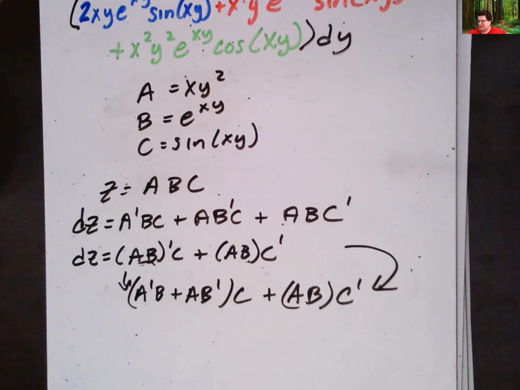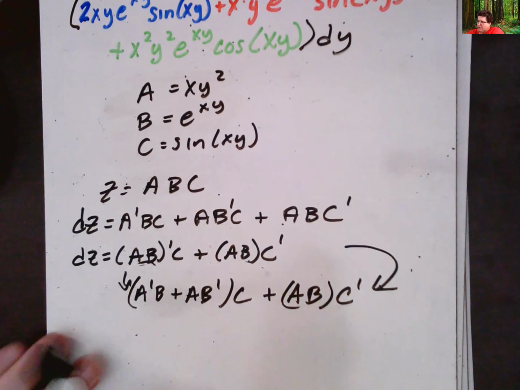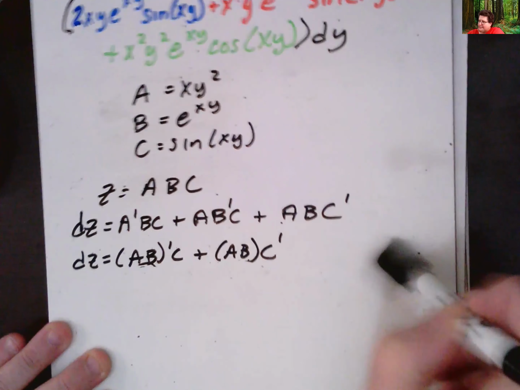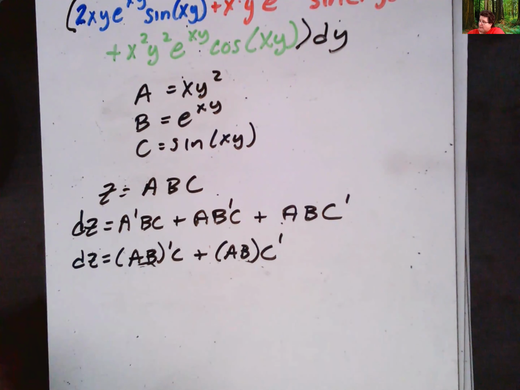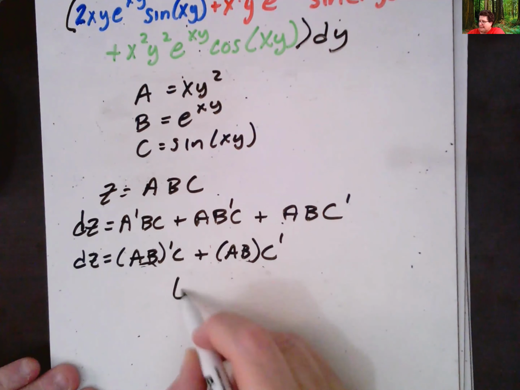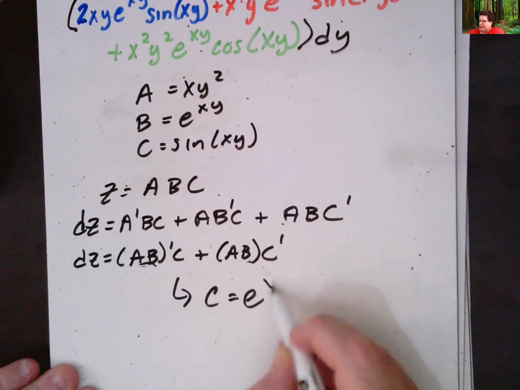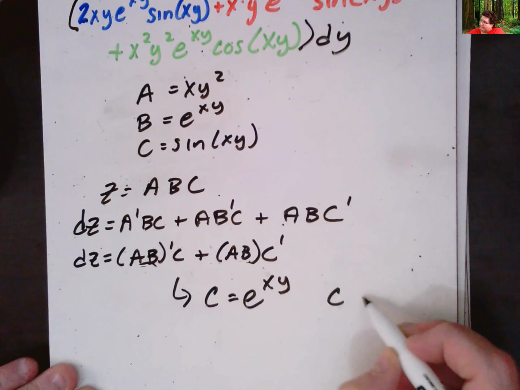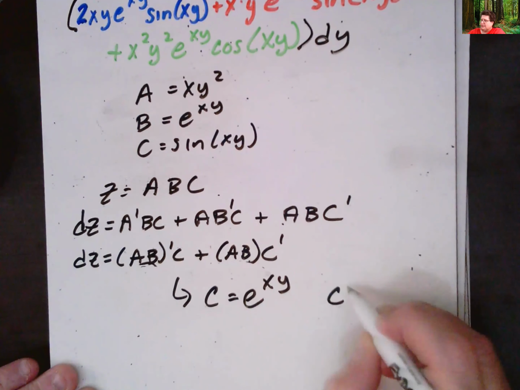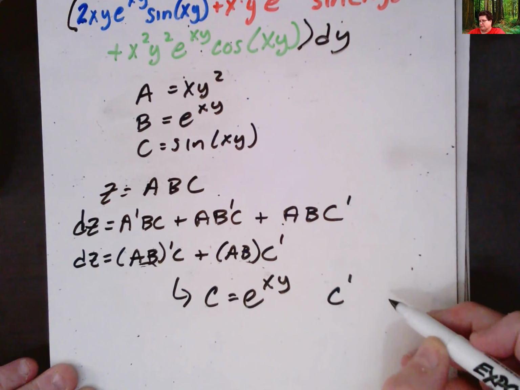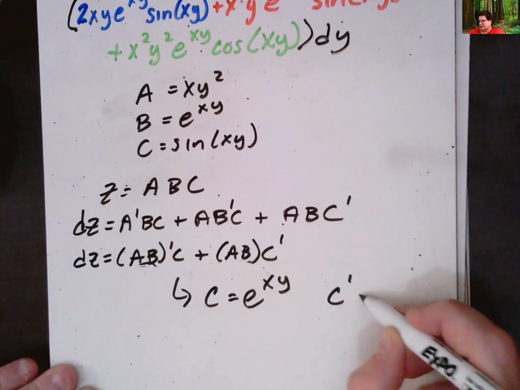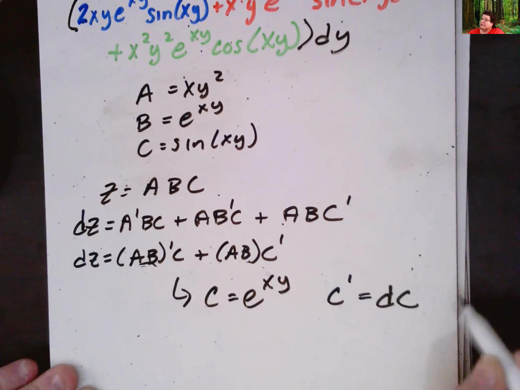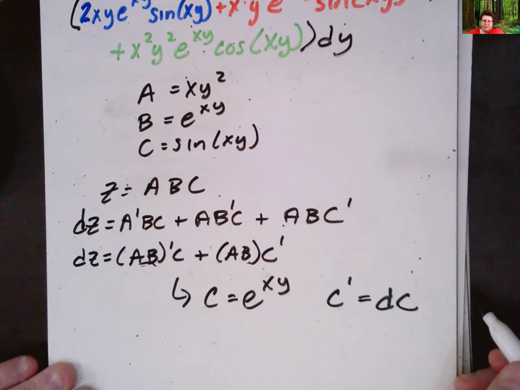Now this method right here, this DZ right here on the bottom, is actually pretty helpful if we make the C, don't put them in order, make C equal e to the xy here. Because then C and C prime are close. C prime is just another coefficient times C. I wish I wasn't using C here.